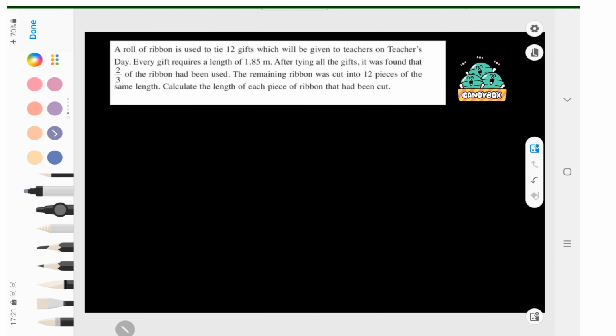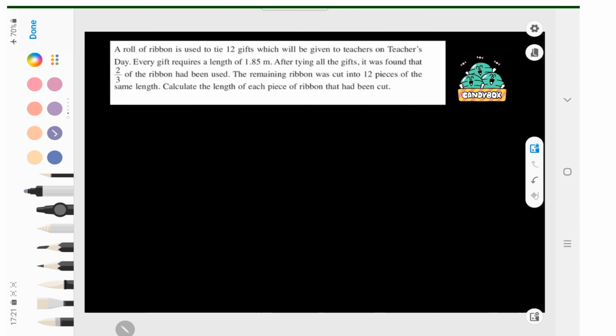A roll of ribbon is used to tie 12 gifts which will be given to teachers on Teachers' Day. Every gift requires a length of 1.85 meter. After tying all the gifts, it was found that 2/3 of the ribbon had been used. The remaining ribbon was cut into 12 pieces of the same length. Calculate the length of each piece of ribbon that had been cut out.